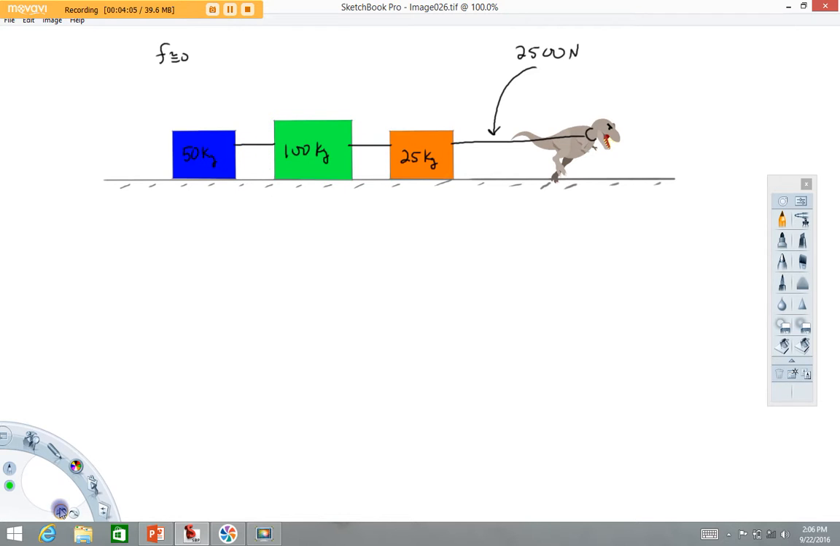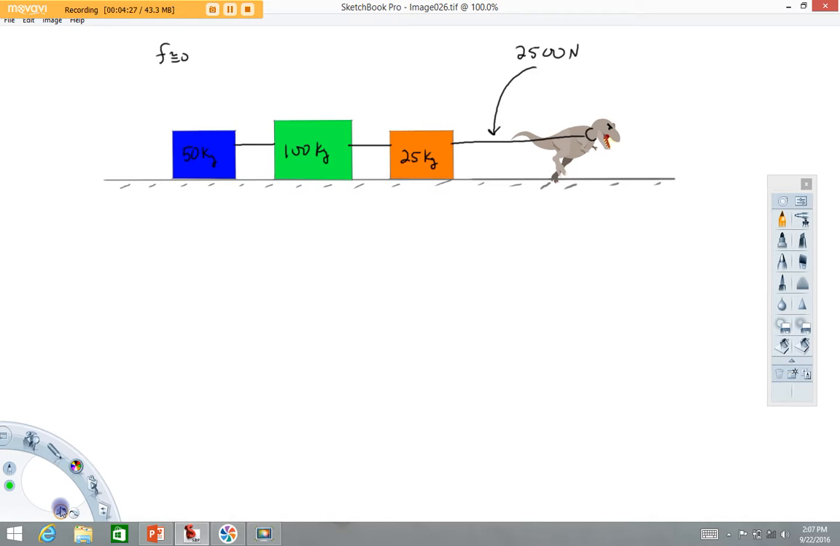So none of these examples are incorrect, but I'm going to start with a free body defining my system like this, the whole kit and caboodle basically. That's going to be my very first free body, and the reason is that now both of these tensions are internal forces and they will not show up in the free body.